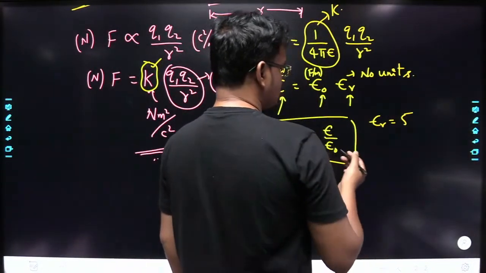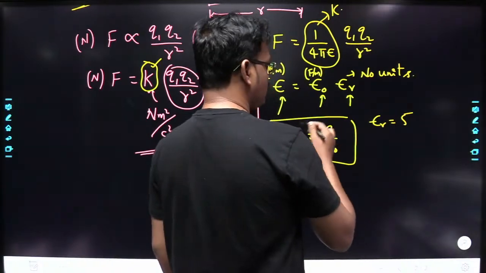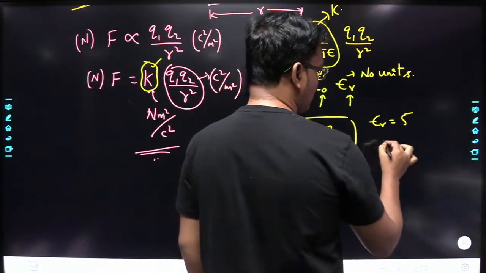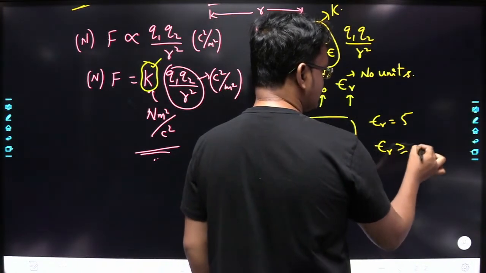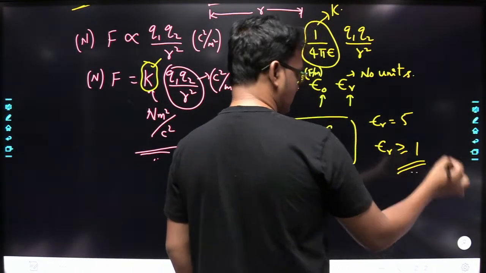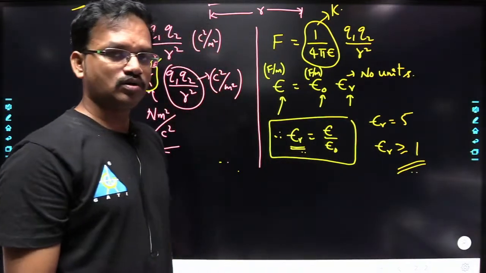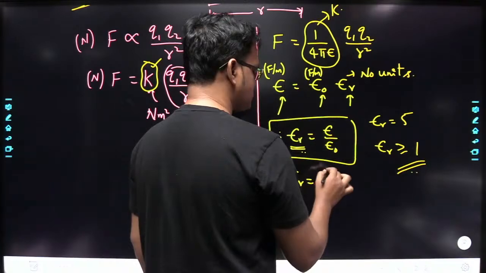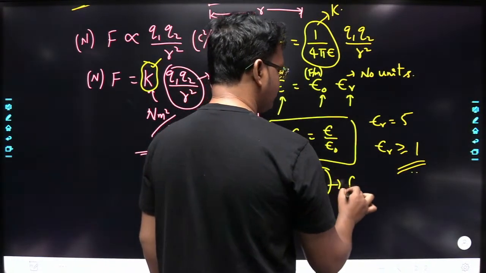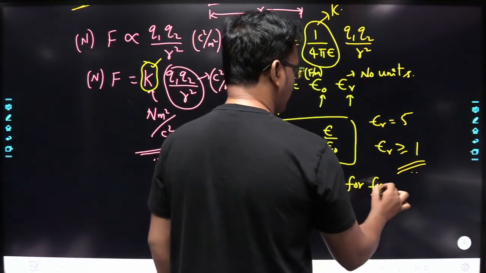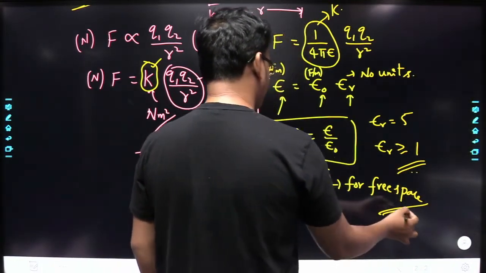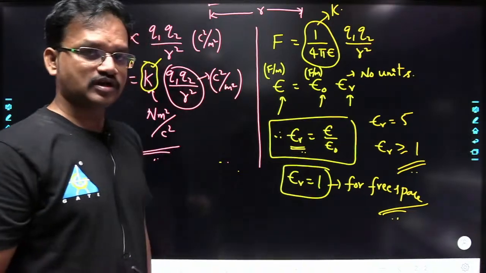We have also seen that epsilon r represents just a number. It doesn't have any units. And what is its range? Epsilon r is always greater than or equal to 1. For free space, epsilon r must be equal to 1. For free space, air medium or vacuum, we will simply consider epsilon r equal to 1.